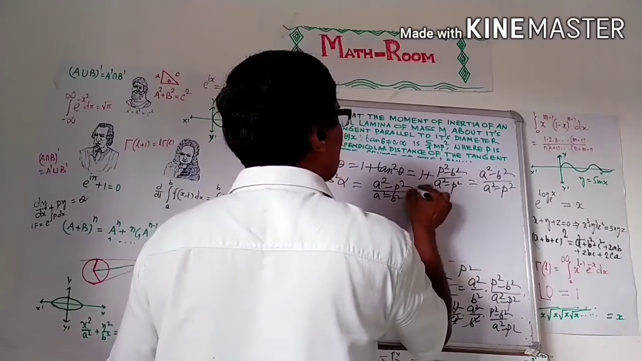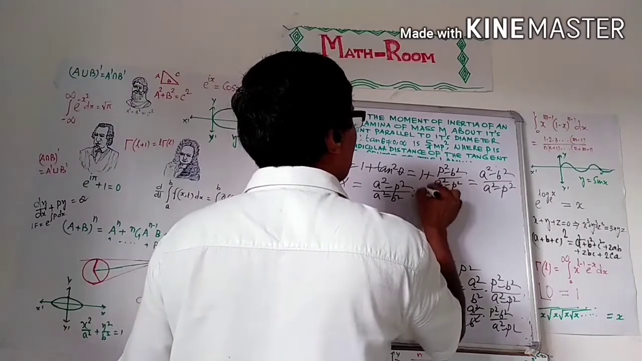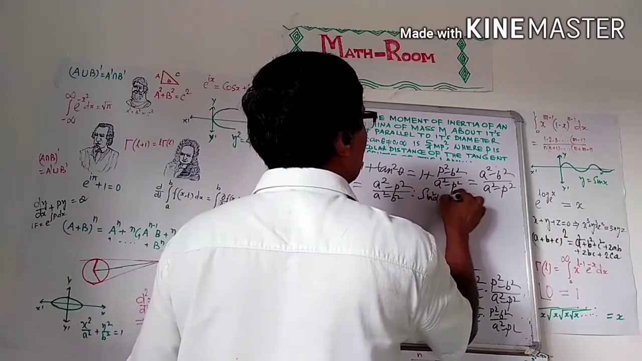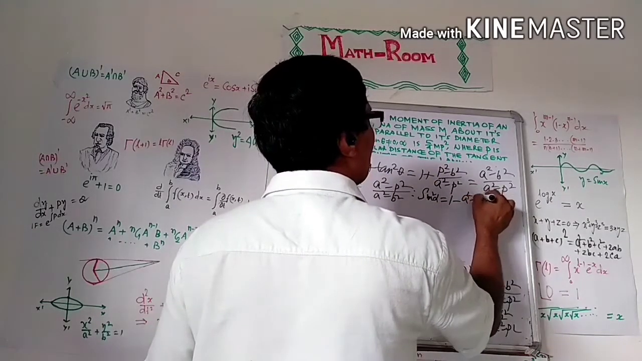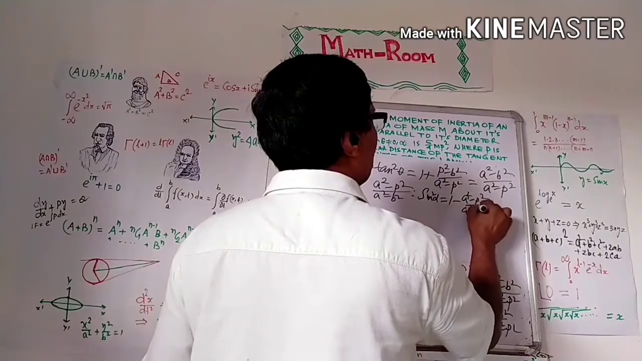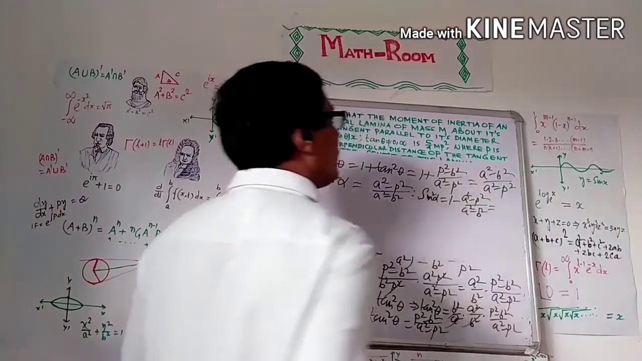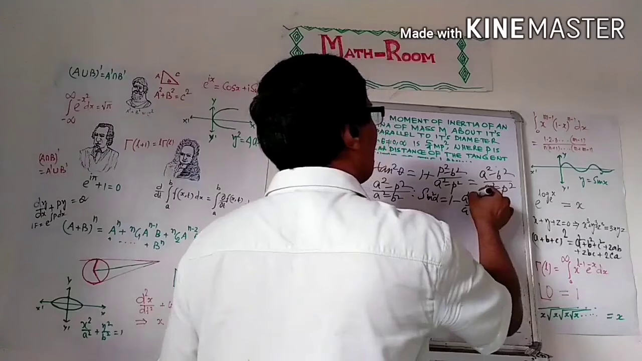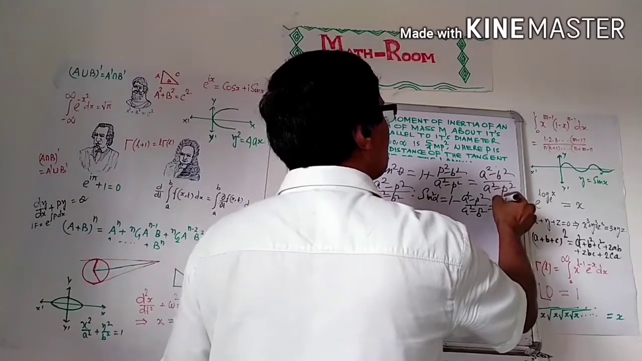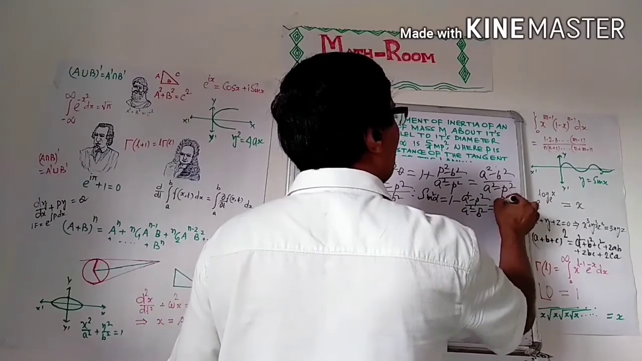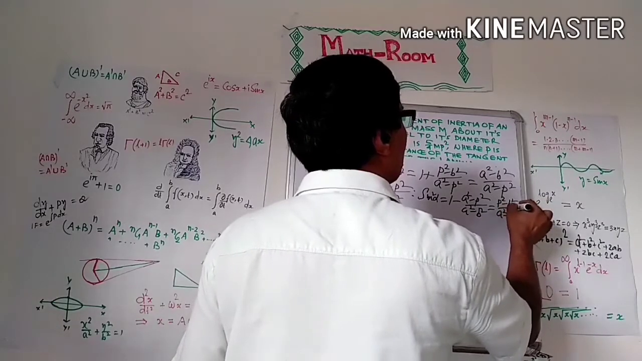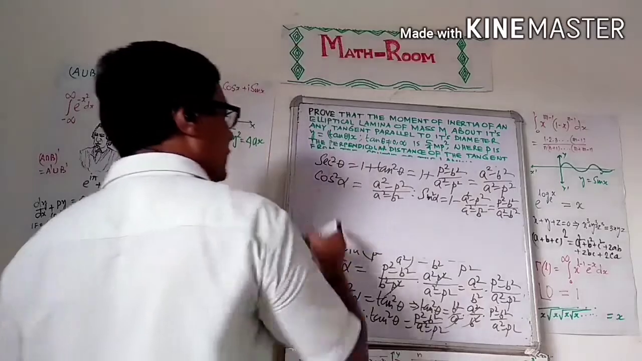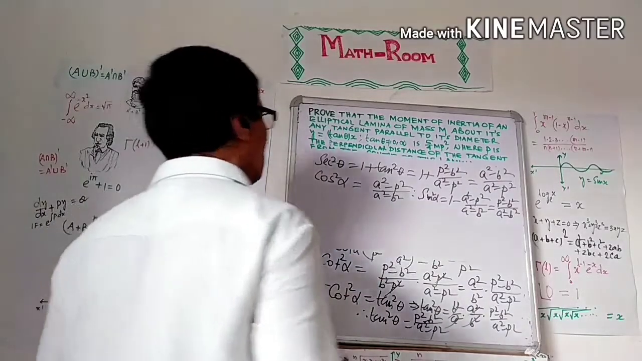Also sin square alpha equals 1 minus cos square alpha, and this is equal to p square minus b square over a square minus b square. These are the values of sin square alpha and cos square alpha.